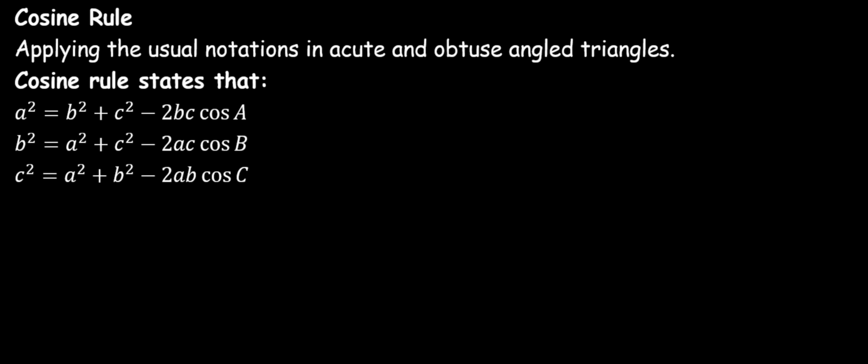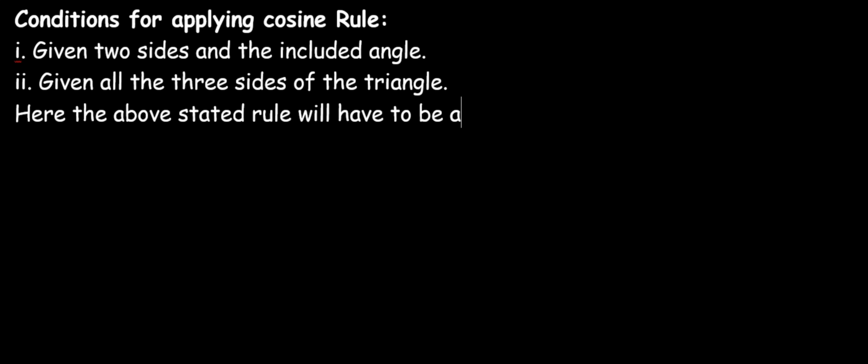Conditions for applying the cosine rule. One, given two sides and the included angle. Two, given all the three sides of the triangle. In this case, we have to adjust the formula to make cos A or cos B or cos C the subject of the formula, as the case may be.